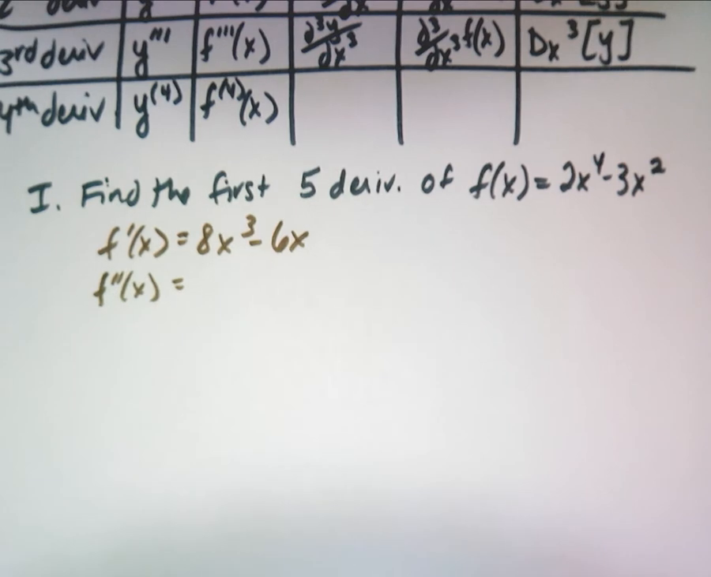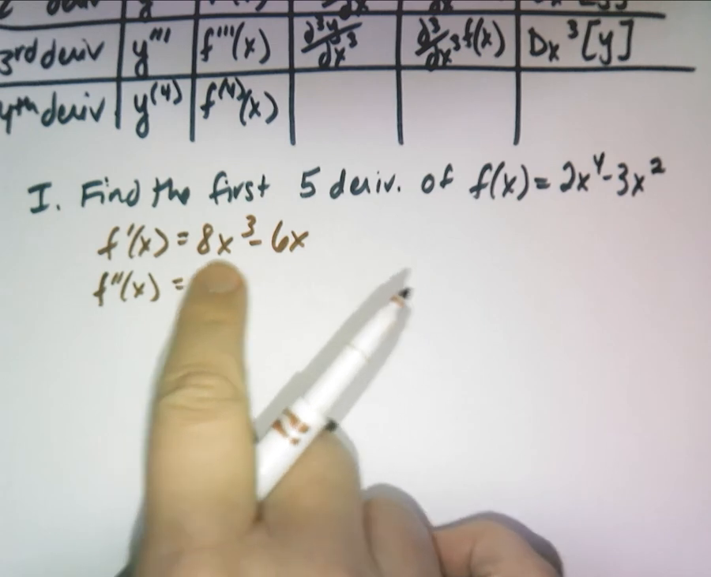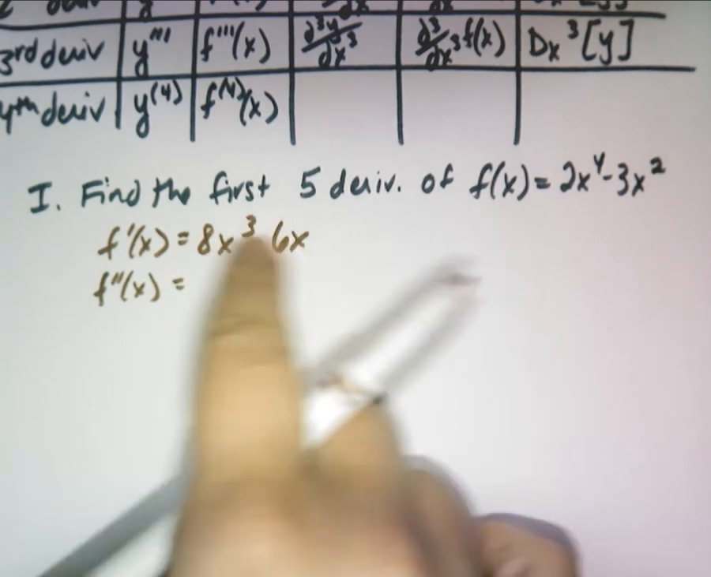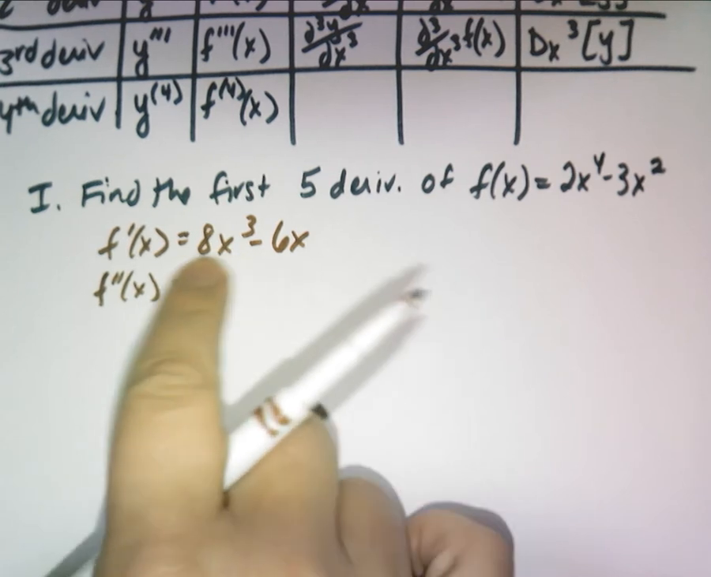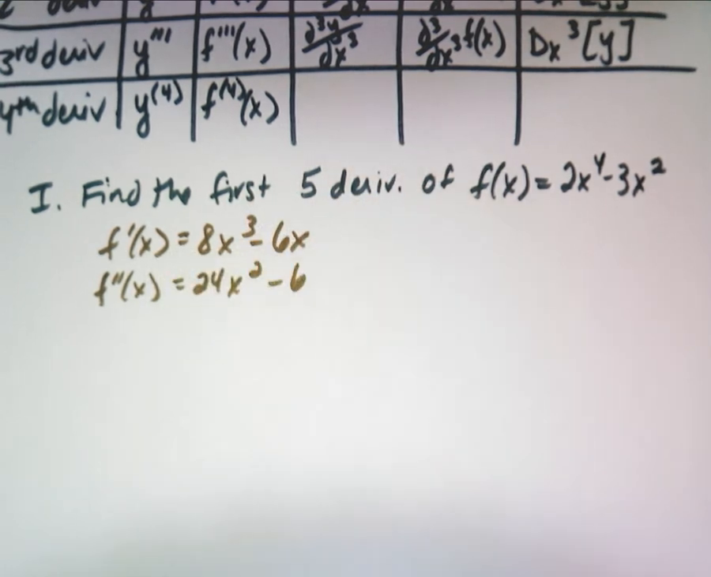You should take the derivative of this guy. What's the derivative of this? 24x squared minus 6. Done.